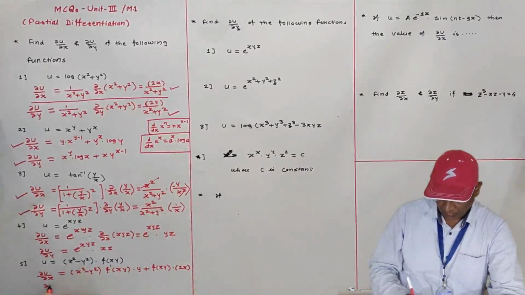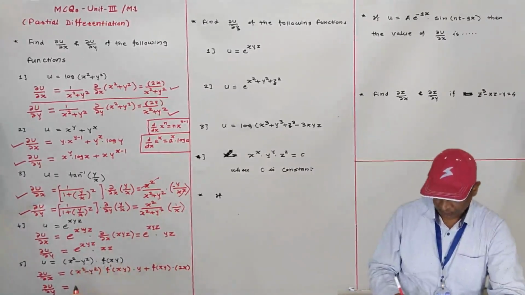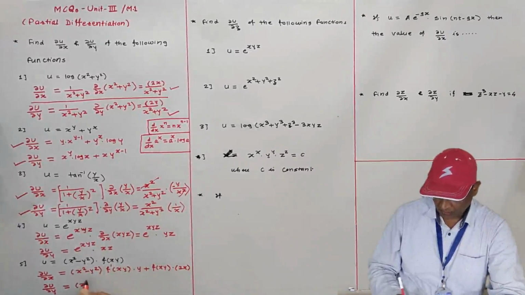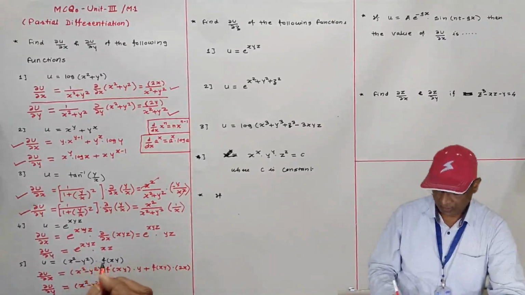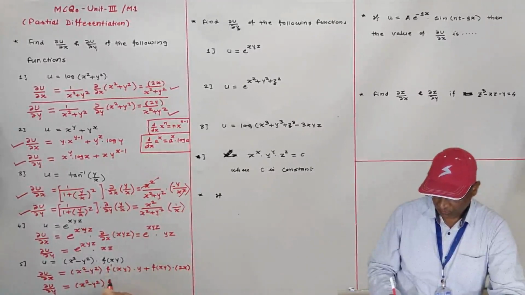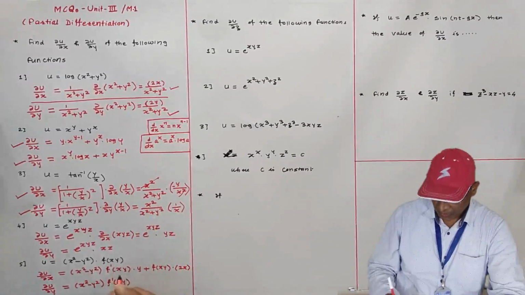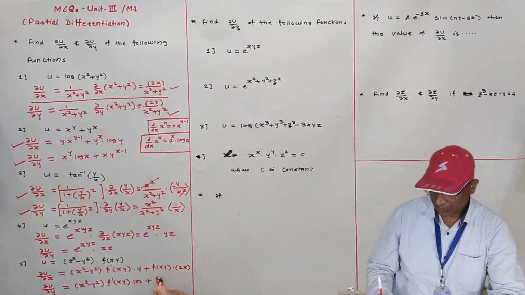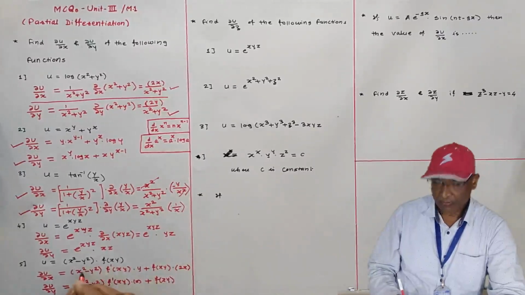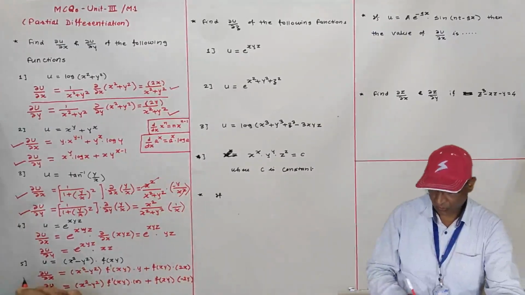Here, del u by del y is what? This bracket containing y, or this function containing y. Again the same thing. First function, use product rule, because in both of the functions y is present. Derivative of f with respect to y is f dash xy, and derivative of xy with respect to y is x, plus second function f of xy and derivative of x square minus y square with respect to y is minus 2. Okay, so you may solve it for one more step.